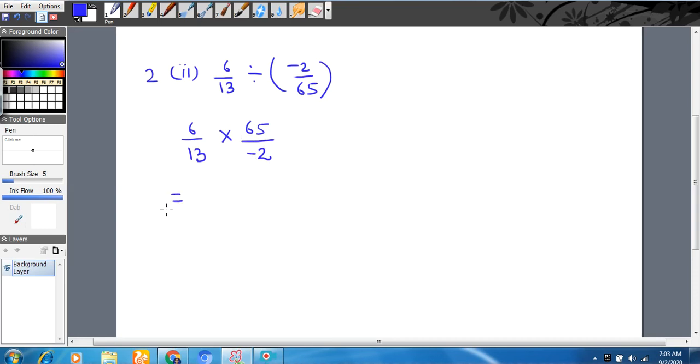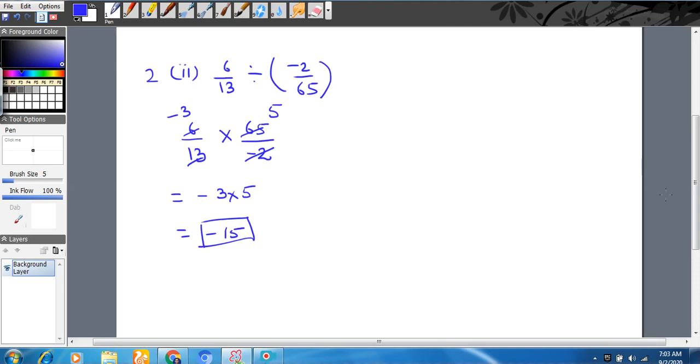Now try to divide numerator with the denominator. You know that 13 fives are 65, and if we divide 6 by minus 2 we have minus 3. So the answer is minus 3 into 5, it is minus 15. This is the answer of the second part.